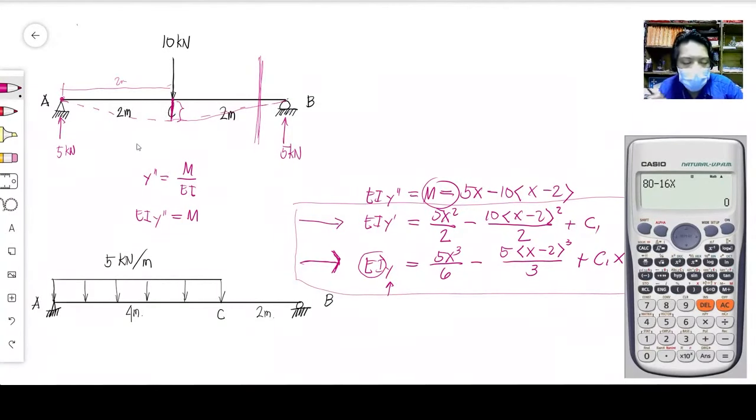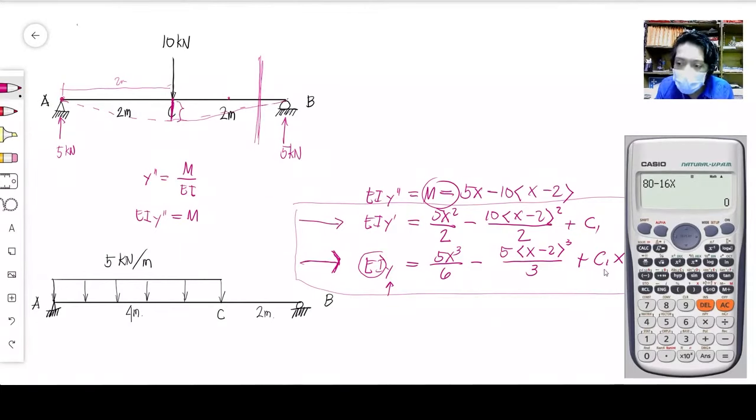Usually, the problem says, find the deflection at a point 3 meters from the left support. That point is somewhere here, because this point right here is 3 meters from the left support. Usually, the problem gives which point the deflection is asked. So here, x is not our problem because we can easily find it, and that is 2 meters, since we are asked for the deflection at the midspan.